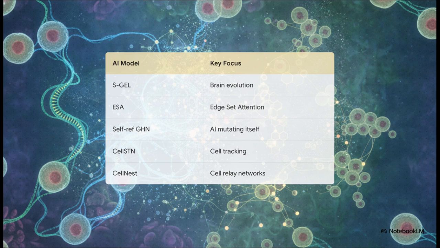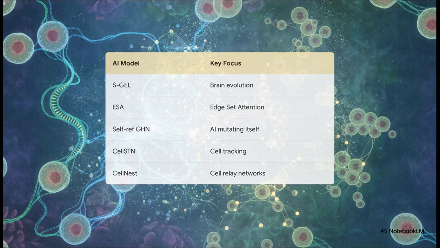First, we have SGEL, which focuses on how dynamic brain networks evolve from random to highly structured. Then there's ESA, which we just covered, relying on the elegant simplicity of edge attention. Next up, self-referential GHNs. This introduces the wild concept of AI mutating its own code. Then we have CellSTN, which is an absolute powerhouse for spatiotemporal cell tracking. And finally, CellNest, which actually decodes the complex GSoC, the chemical relay networks happening between communicating cells.